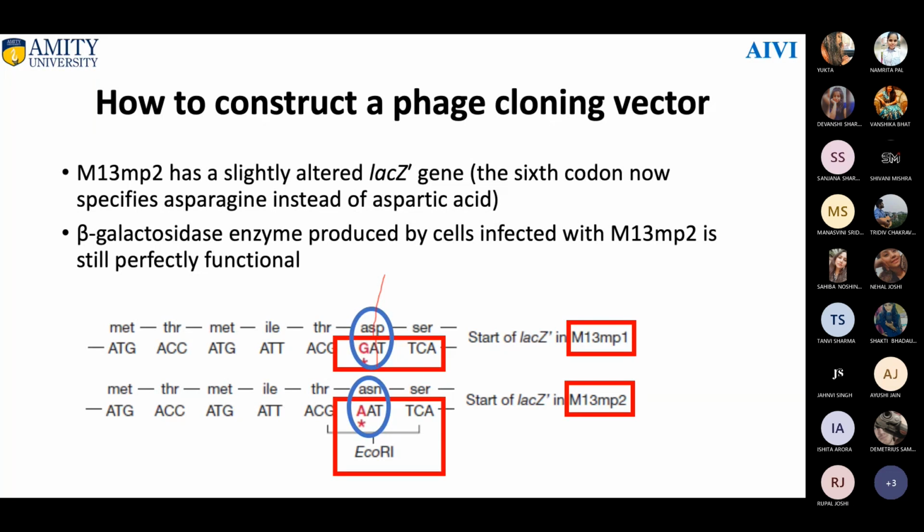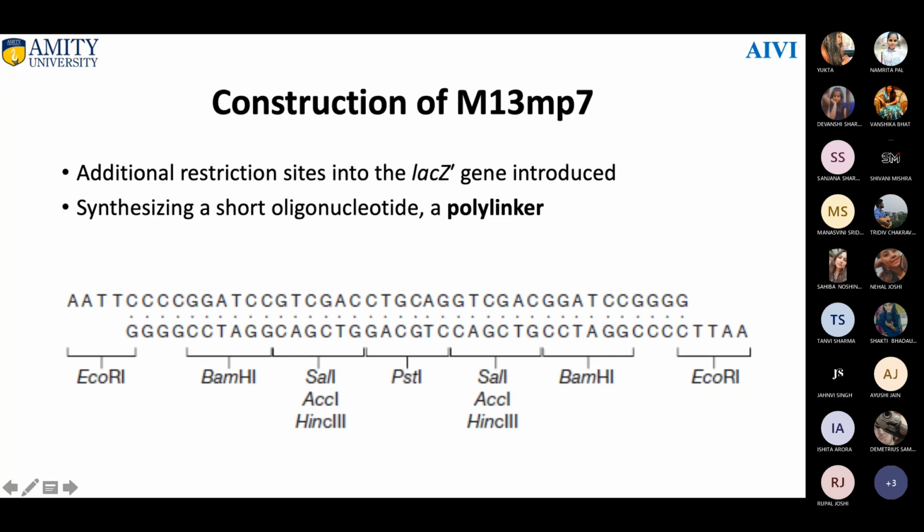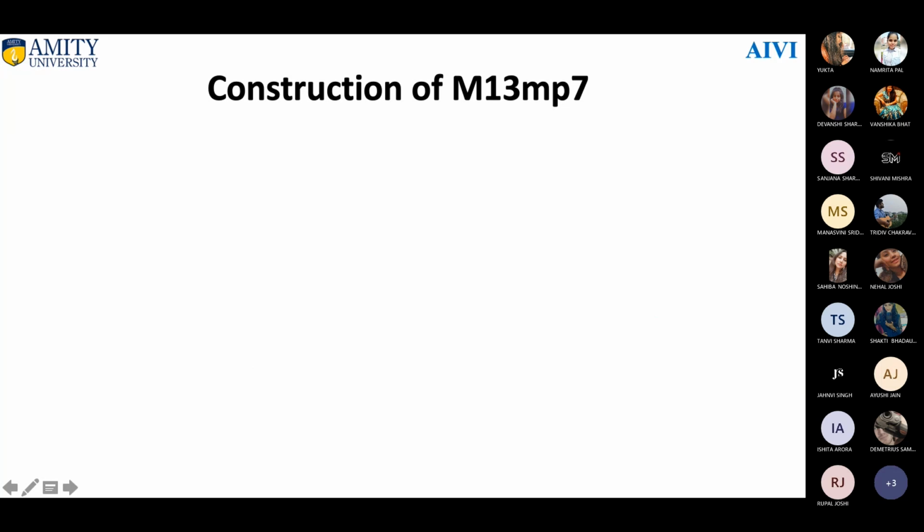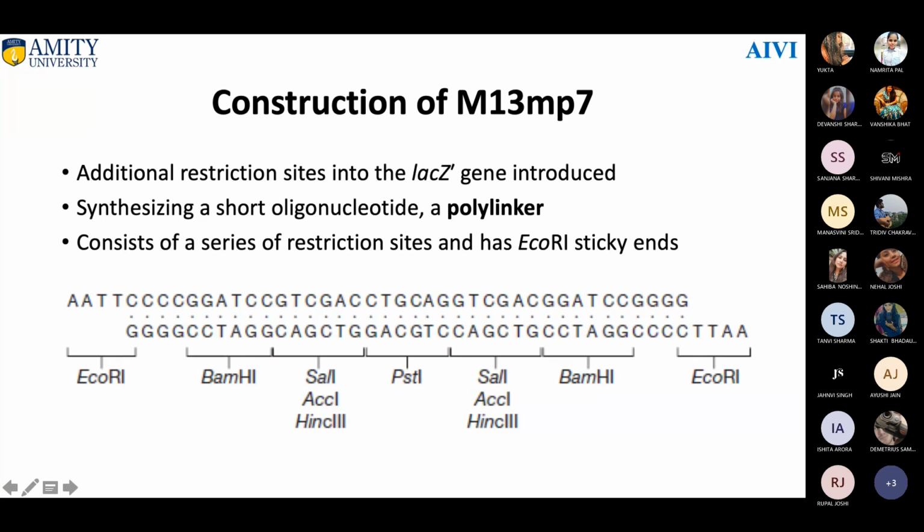That polylinker is going to have restriction sites for different genes. EcoRI is going to be at both ends, then BamHI, SmaI, AccI, HincII, PstI, SalI, AccI, HincII. These are the most common restriction sites that you're going to utilize. So using all these, you can clone. Once you incorporate this, you change the name, and the next name is going to be MP7.